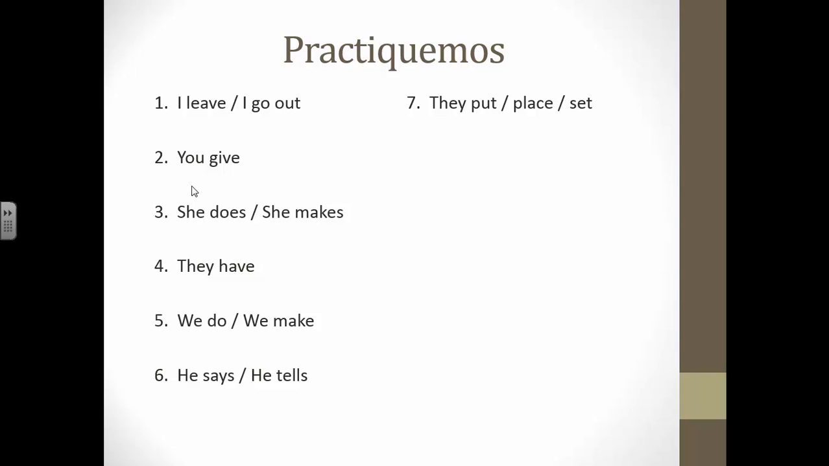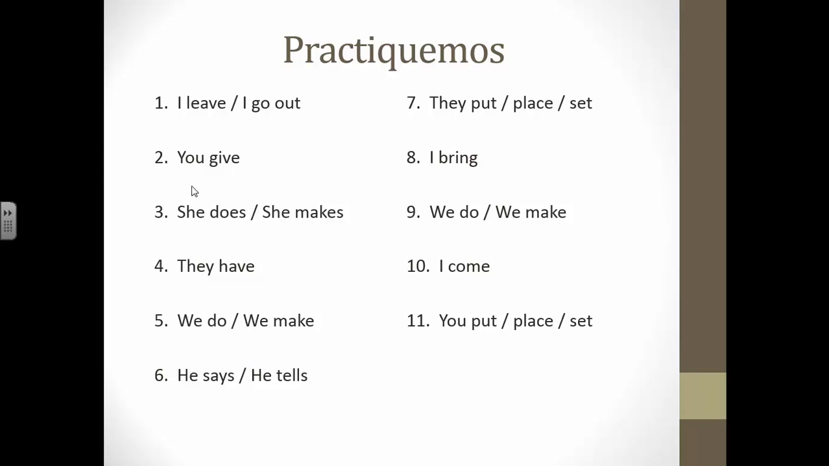Okay, they put, place, or set. Remember, that's poner. So if they do it, then it's ponen. I bring, to bring is traer. The yo form of traer is traigo. We do or we make. Hacer is to do or to make. So hacemos. I come. The verb venir means to come. The yo form would be vengo.